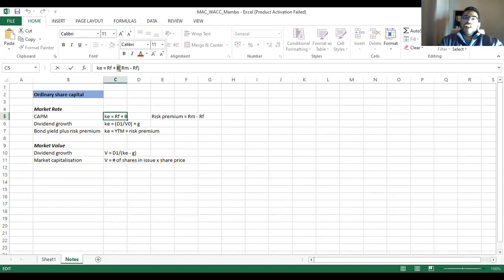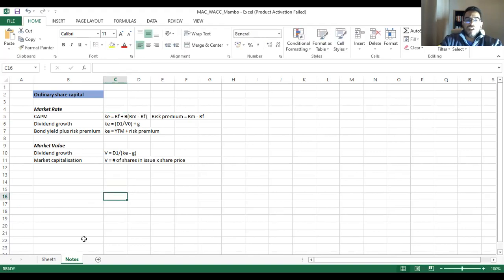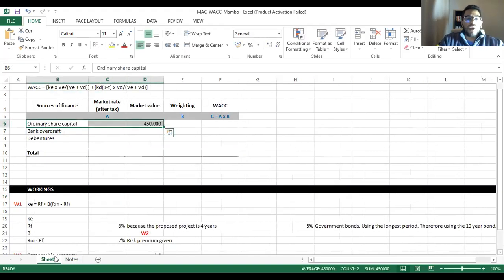For the beta, they never gave us the beta of our company. They never gave us the beta of Mambo. They gave us a beta of another company, and we have to use that as a starting point to get to Mambo's beta. And they gave us a risk premium. They gave us the entire bracket. So that meant we had to use the CAPM model to calculate our cost of finance for ordinary share capital. So that's where we're at.